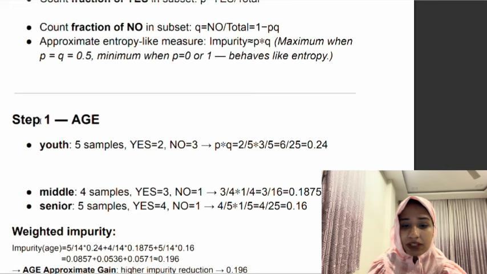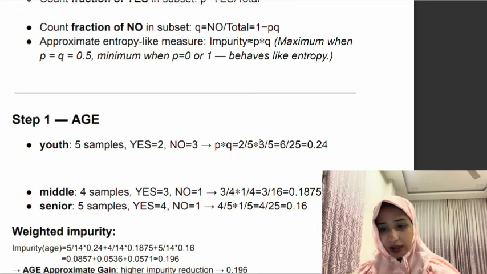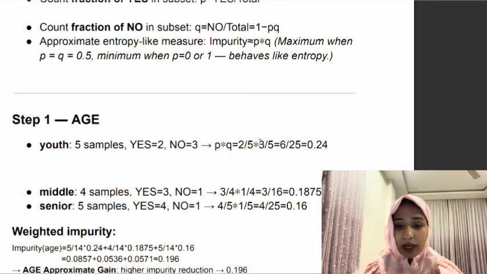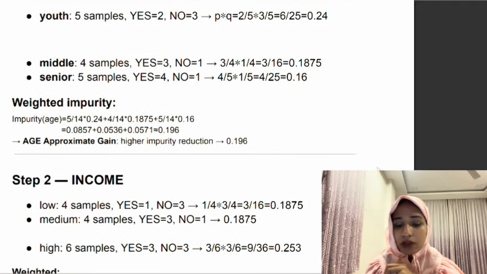So step 1, we have age. Youth has 5 samples, so yes equal to 2, no equal to 3. So P into Q: P is 2 by 5, yes upon total, into no upon total, 3 by 5. So it is 0.24. Middle and senior we calculate similarly, that is 3 upon 4 into 1 upon 4, which is 0.1875, and 4 upon 5 into 1 upon 5, which is 0.16.